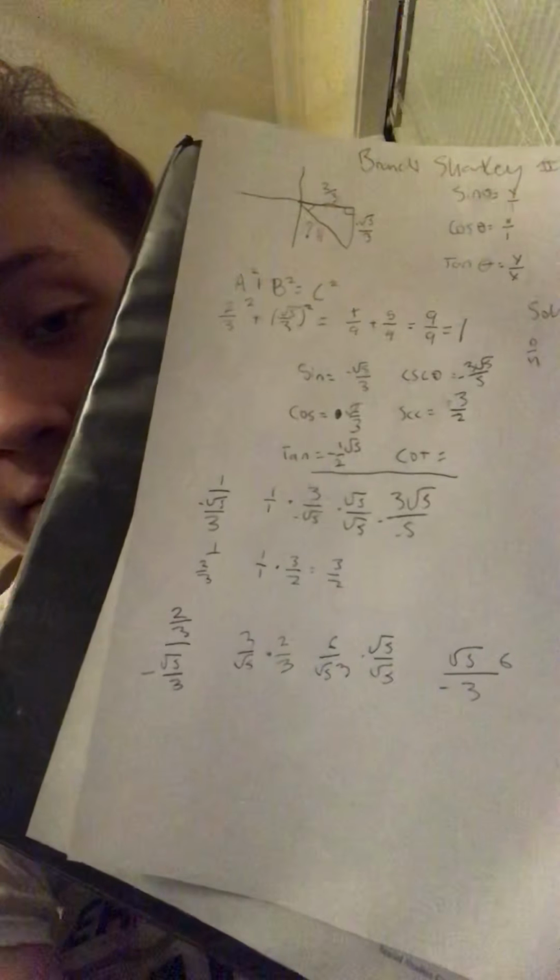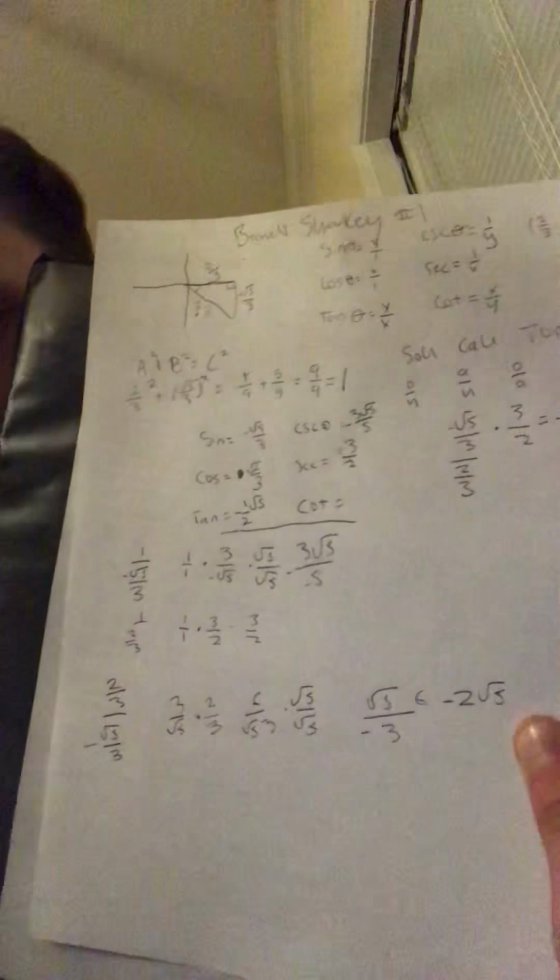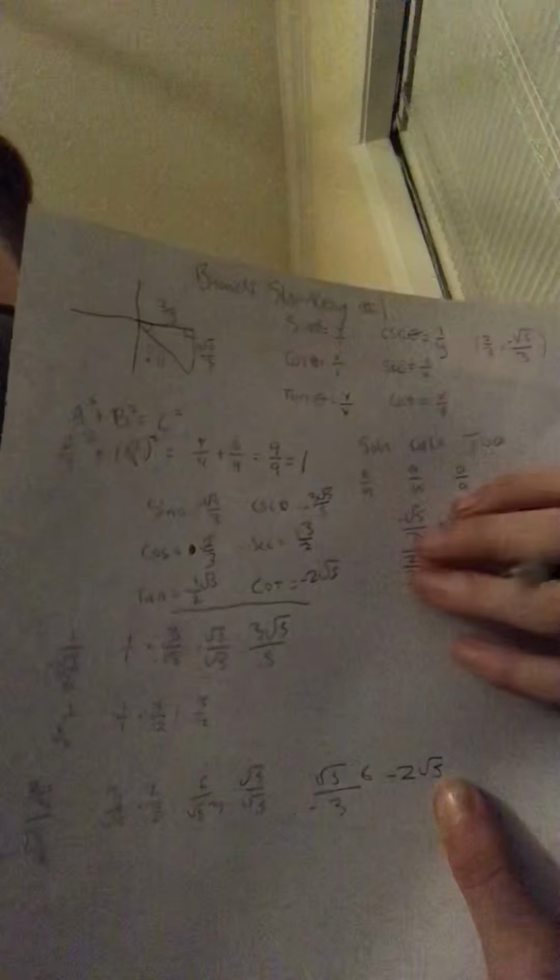And then I simplify that, because 6 over 3 is 2. Negative 2 square root of 5 over 5. You would get that, and I'm going to put that in for cotangent. And now I have both columns and all rows filled out.